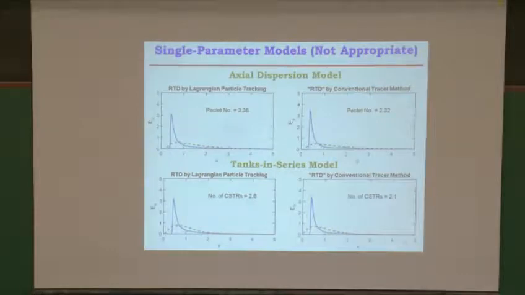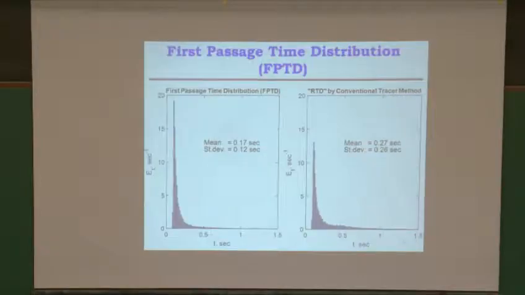Now, if you try to fit those data to an axial dispersion or tanks-in-series model, it's very difficult to get very accurate fits with those single-parameter types of models. We can now look at the first passage type distribution, which is the amount of time the particle spends in between those planes C and D, without going in and out of the system.